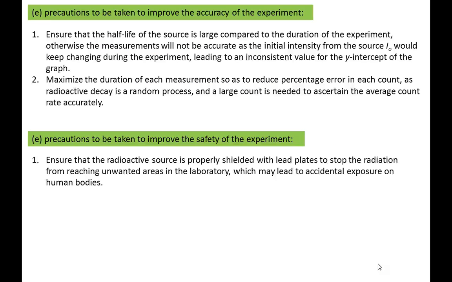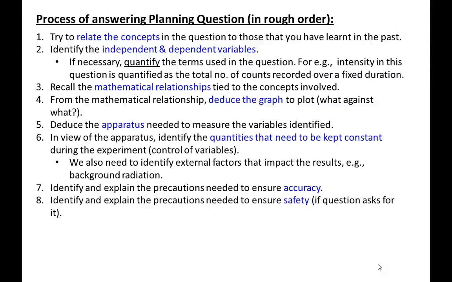Right. So roughly, this is the process of answering the planning question. Firstly, you look at the question carefully. You try to connect it to the things that you learned in the past. Identify independent, dependent. If necessary, you quantify the terms. So in this question, they ask for intensity.